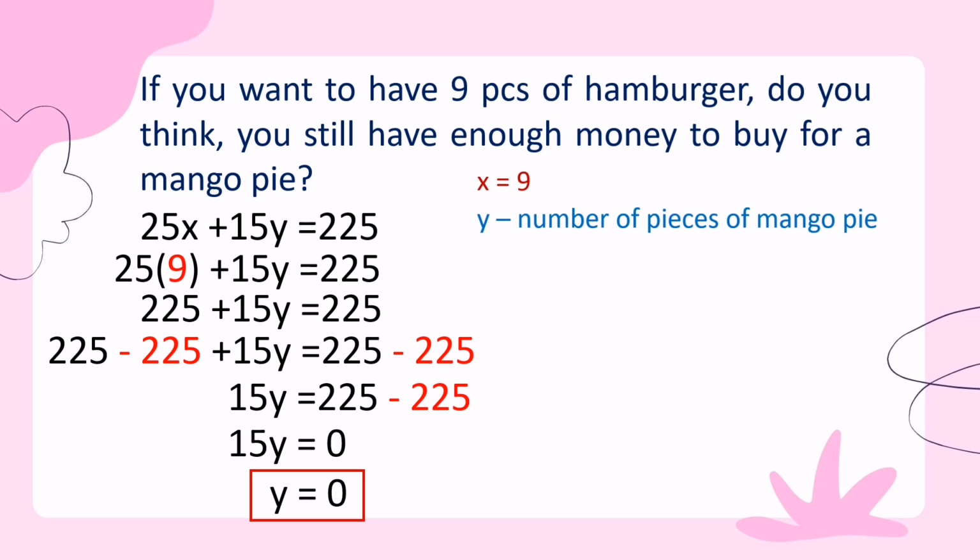The value that we have solved here simply tells us that we would not have enough money to buy a mango pie if we already have 9 pieces of hamburger beforehand.